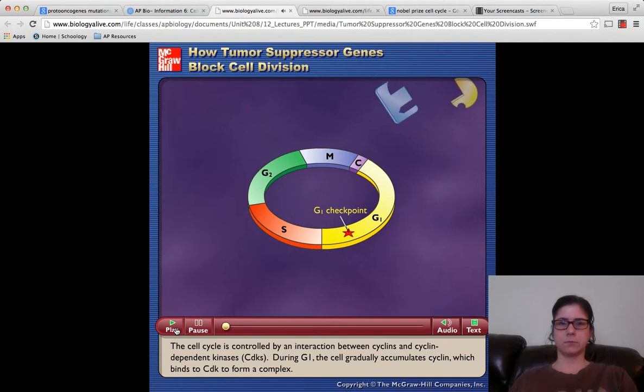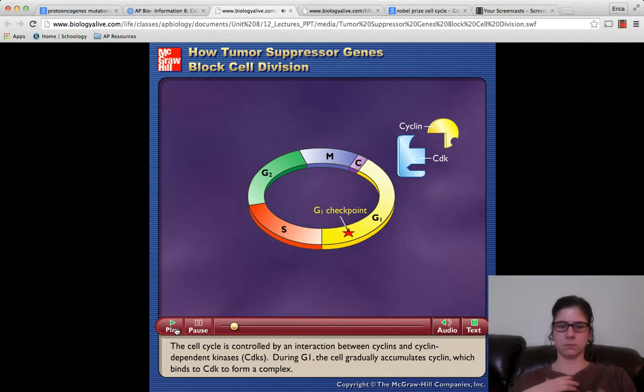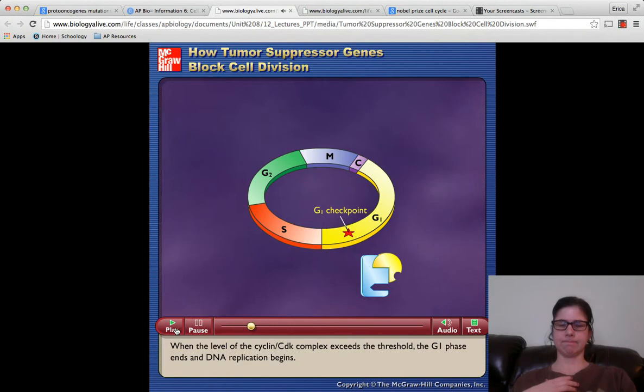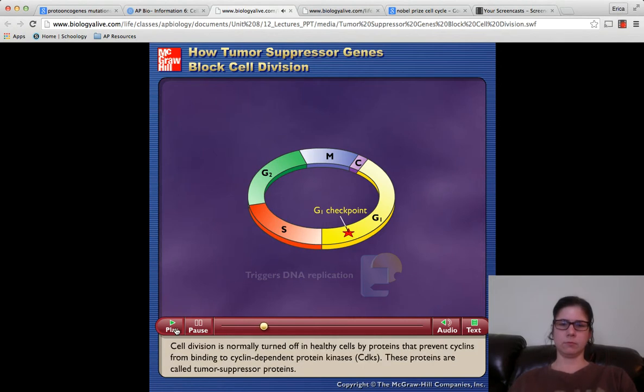The cell cycle is controlled by an interaction between cyclins and cyclin-dependent kinases, CDKs. During G1, the cell gradually accumulates cyclin, which binds to CDK to form a complex. When the level of the cyclin-CDK complex exceeds the threshold, the G1 phase ends and DNA replication begins. Cell division is normally turned off in healthy cells by proteins that prevent cyclins from binding to cyclin-dependent protein kinases, CDKs. These proteins are called tumor suppressor proteins.